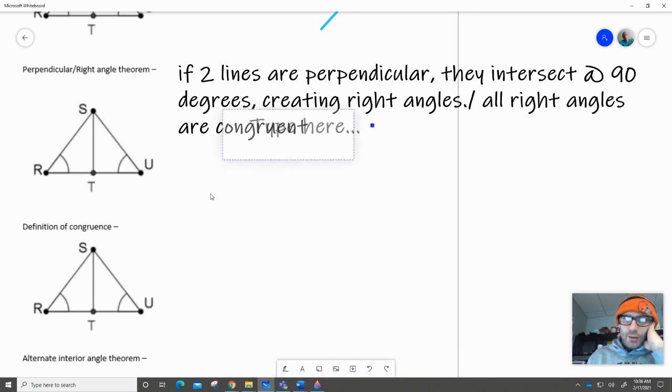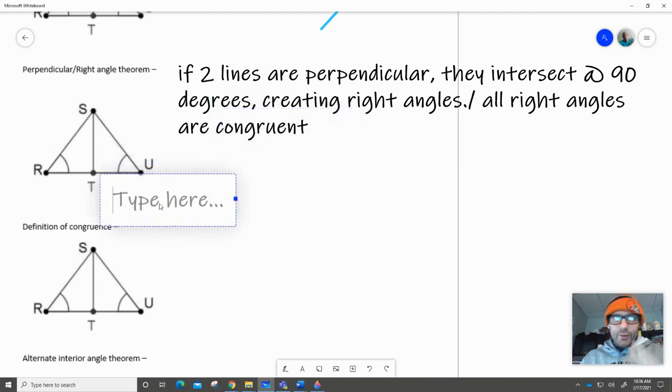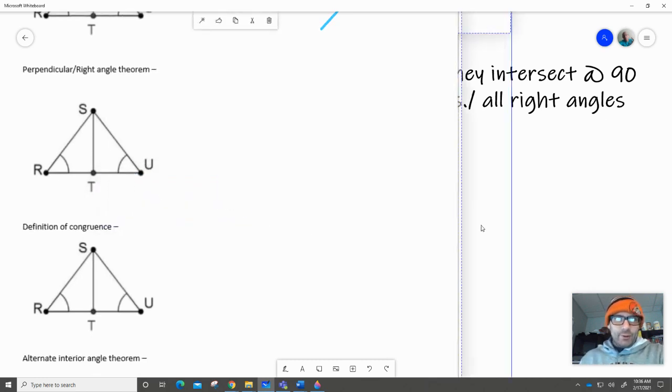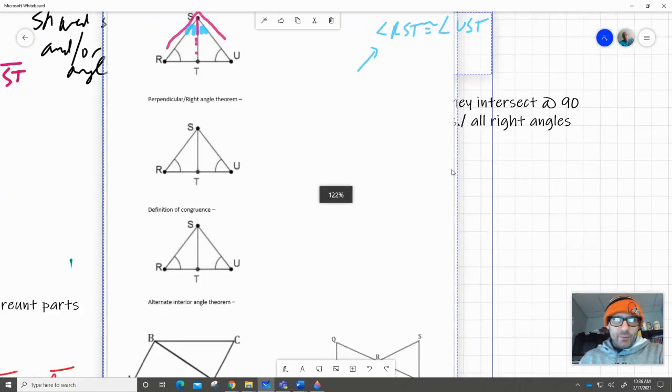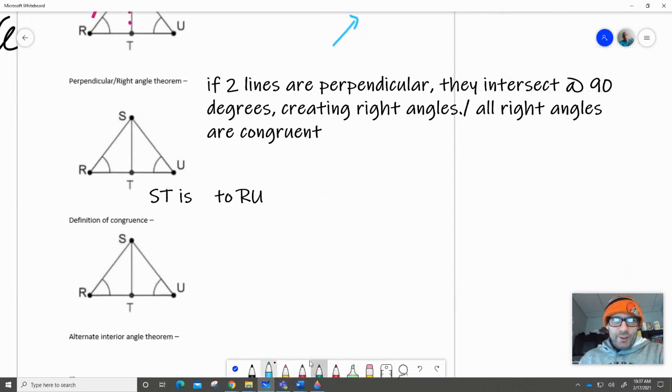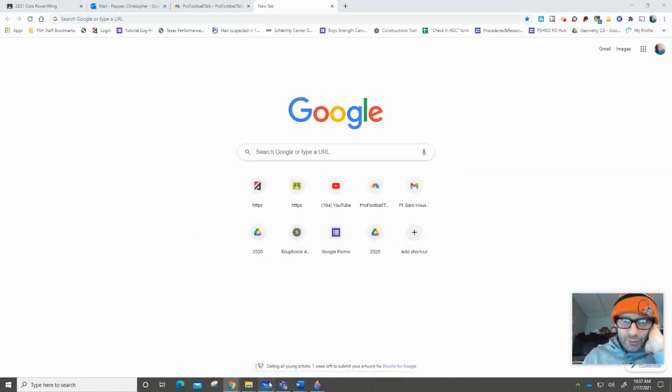So let's say we're looking at this thing here, and this says ST is perpendicular. And also, perpendicular, the symbol for perpendicular is like an upside down T. I'll sort of draw that up here. So if they say ST is perpendicular to RU, and my computer's freezing up. Here we go. So if they say ST is perpendicular to RU, the symbol for perpendicular is this little upside down T. Okay. So if ST is perpendicular to RU, geez.